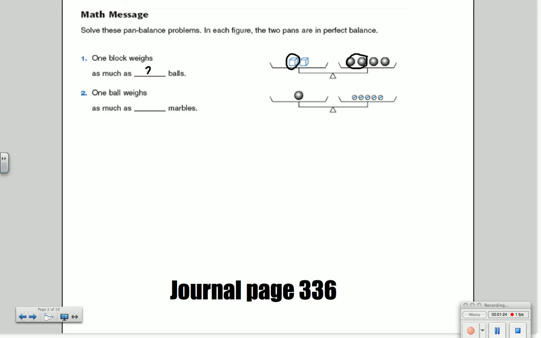And question 2 is actually even easier than that. It says one ball weighs as much as blank marbles. I can see I have one ball on this side and 1, 2, 3, 4, 5 marbles on the other side. So that one was sort of just a gimme answer anyway.